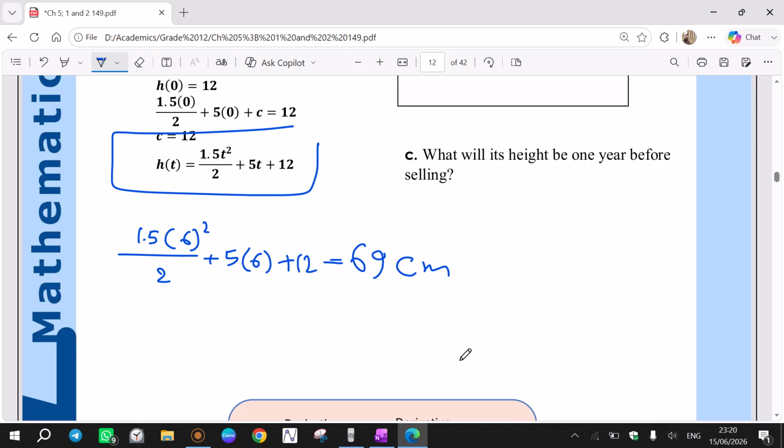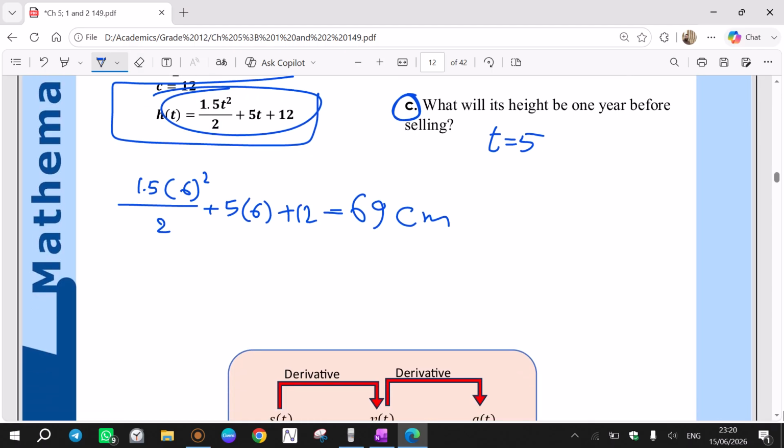Part B is complete. This question originally does not have part C, but I wrote part C for it because it has been in Wizari like this. What will its height be 1 year before selling? They sell it when t equal to 6. 1 year before selling means t equal to 5. Now in this function, replace t with 5, you will get the result. That is how you can find it.